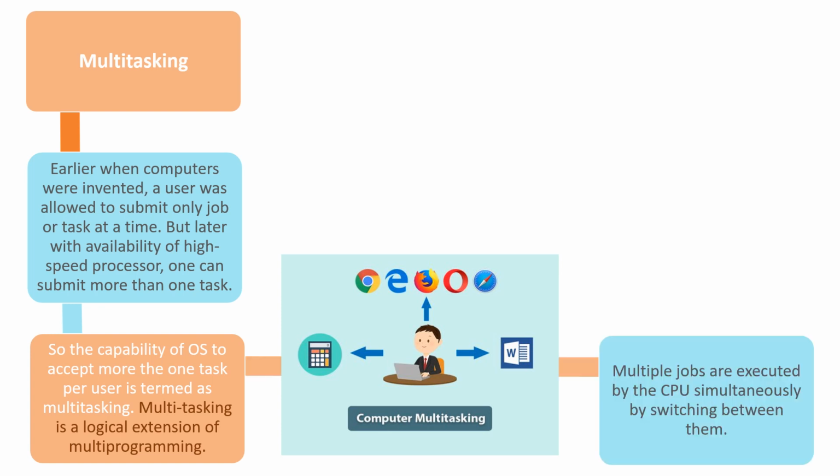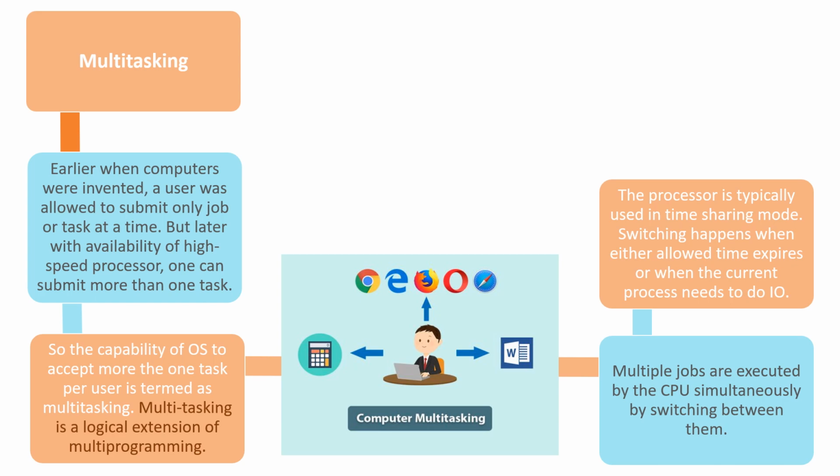Both are related: here also multiple jobs are executed by the CPU simultaneously by switching between them. But the difference between multitasking and multiprogramming is that the processor in multitasking is typically used in time sharing mode. That is, the switching happens when either the allowed time expires or when the current process needs to do IO. In multiprogramming, the switching takes place only when the current process needs to do IO.